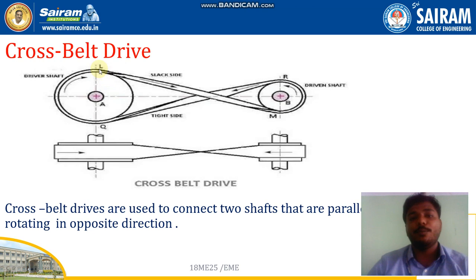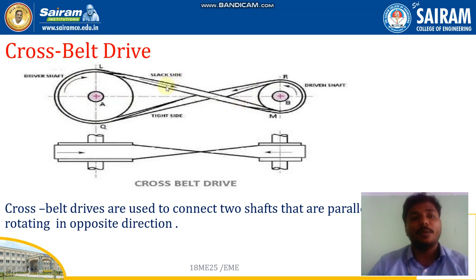You can see both the belts are connected in an opposite direction. Even the driver shaft is rotating in one direction, and the driven shaft is rotating opposite to the driver shaft. Here also the procedure and application are similar to the open belt drive, that is, transmitting the power from one shaft to the other shaft, but in the opposite direction.